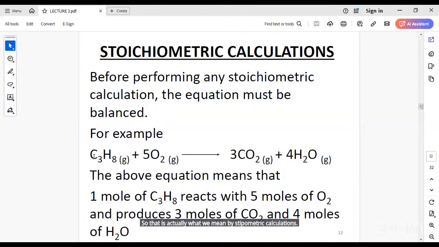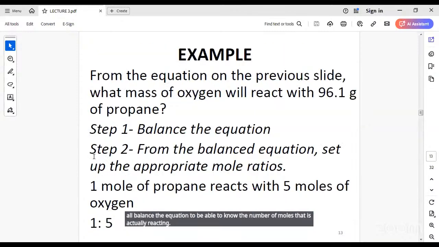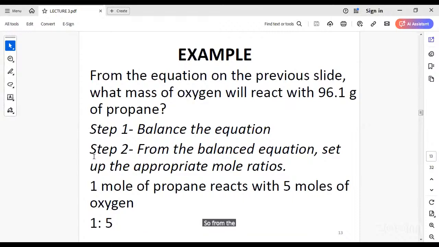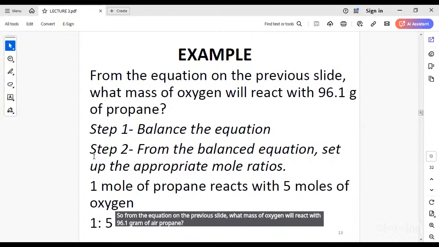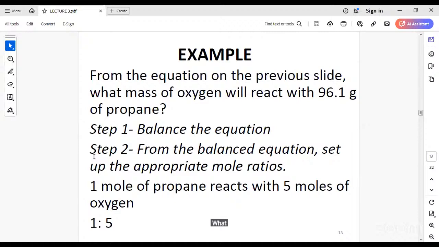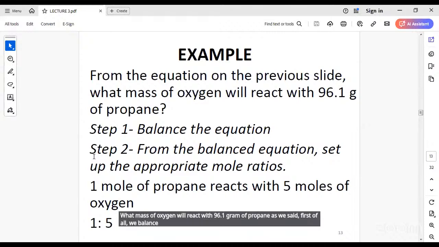You must first of all balance the equation to be able to know the number of moles that is actually reacting. So from the equation on the previous slide, what mass of oxygen will react with 96.1 grams of propane? As we said, first of all, we balance the equation. Then from the balanced equation, set up the appropriate mole ratios.